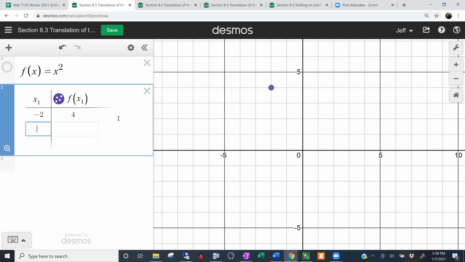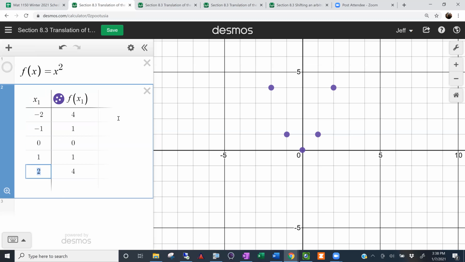How about another one? Maybe -1. Okay. And then 0. Okay, 0 squared is 0, got that. And then after that, 1 squared. Well, 1 squared is 1, and 2 squared is 4. So you get this shape that's being traced out, and that shape should be something that's familiar or soon to be familiar. That's the shape of a parabola.